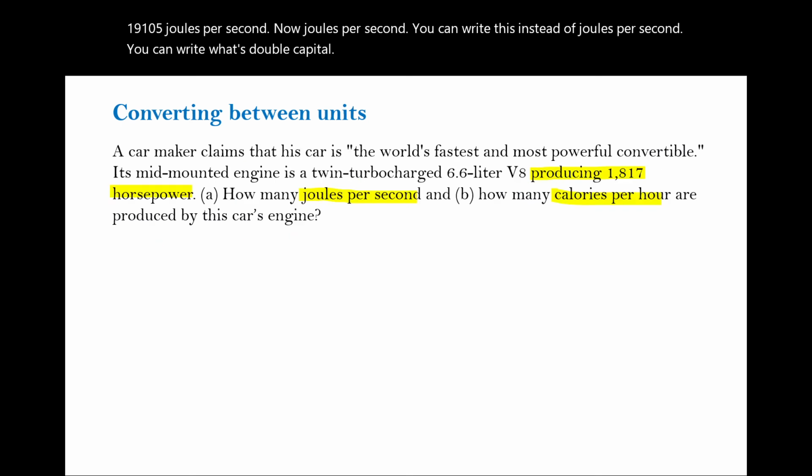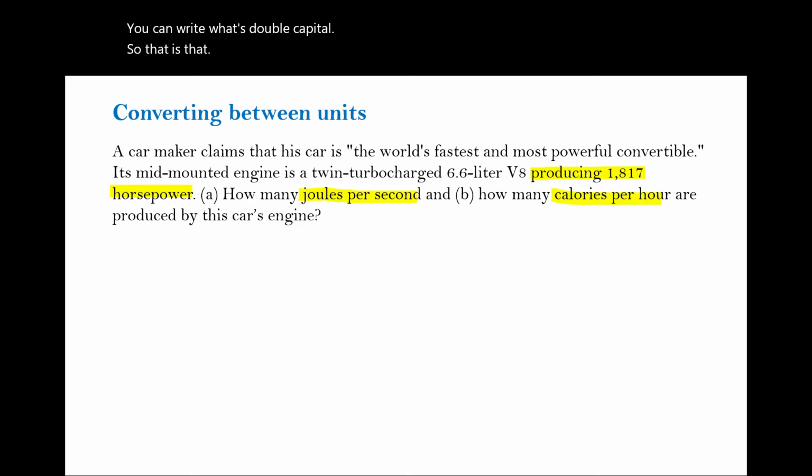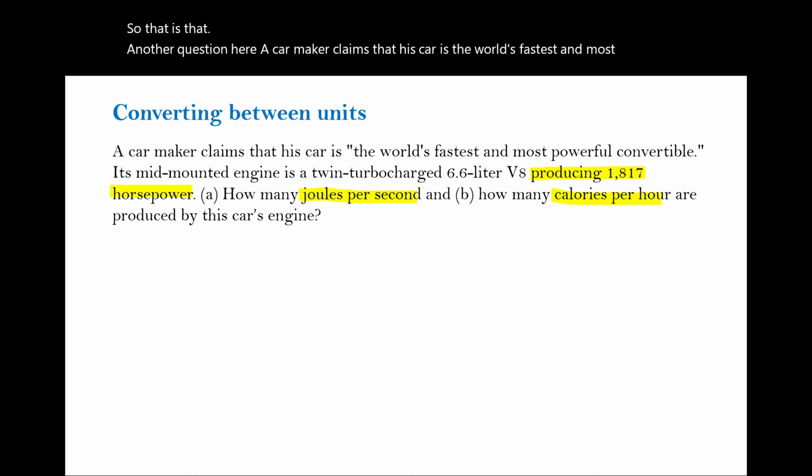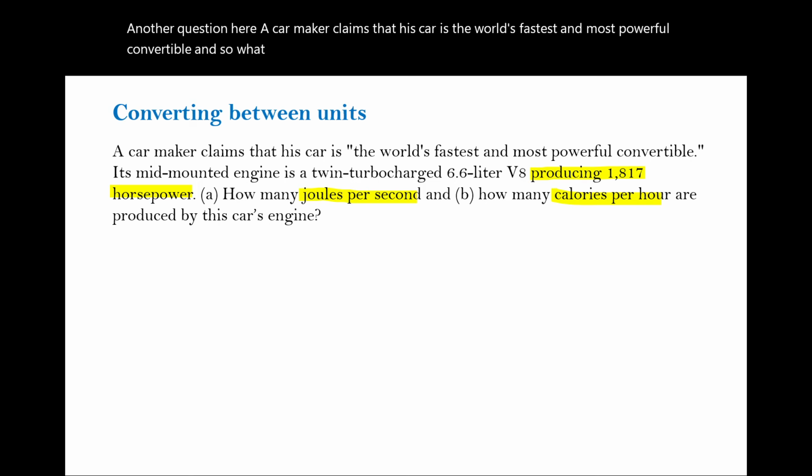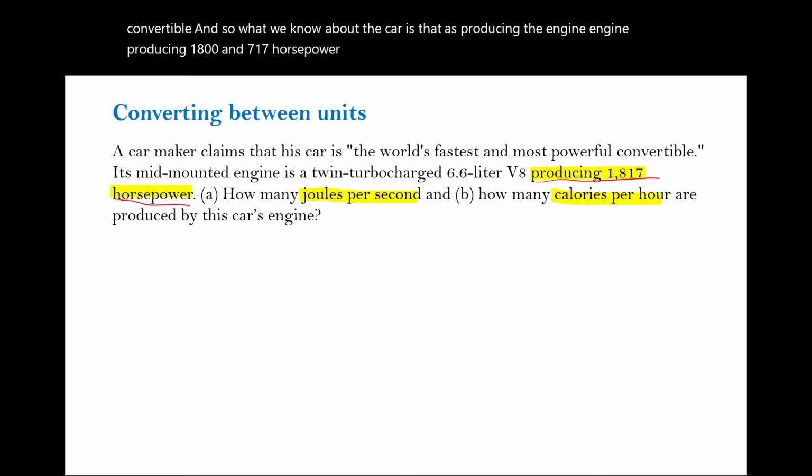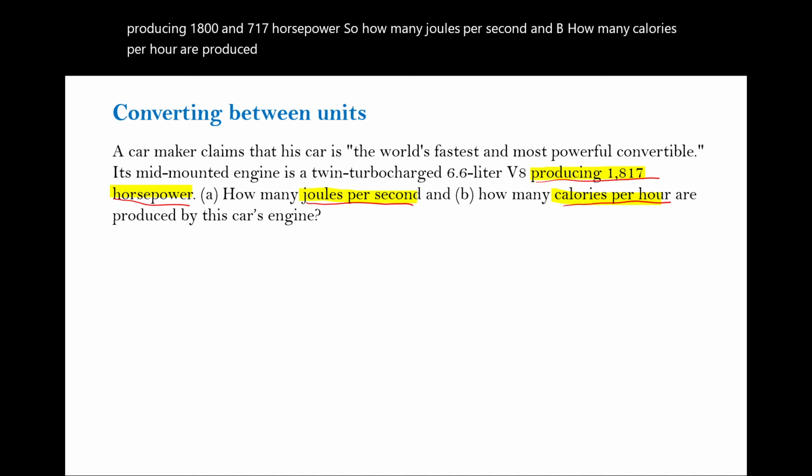So that is that. Another question here. A car maker claims that his car is the world's fastest and most powerful convertible. What we know about the car is that the engine is producing 1817 horsepower. So A, how many joules per second, and B, how many calories per hour are produced by this car's engine here. Again, this is also a conversion.